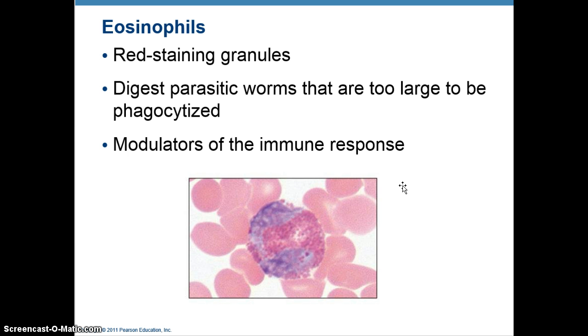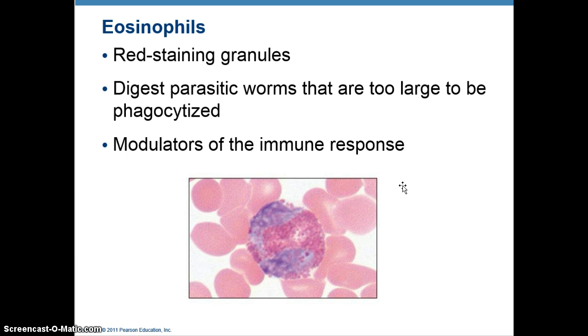The next of the granulocytes is the eosinophil. They are so named because they absorb this red stain called eosin, which is named after Eos, the Greek god of the sun. So now you're not only learning about blood, but Greek mythology. What could be more interesting?